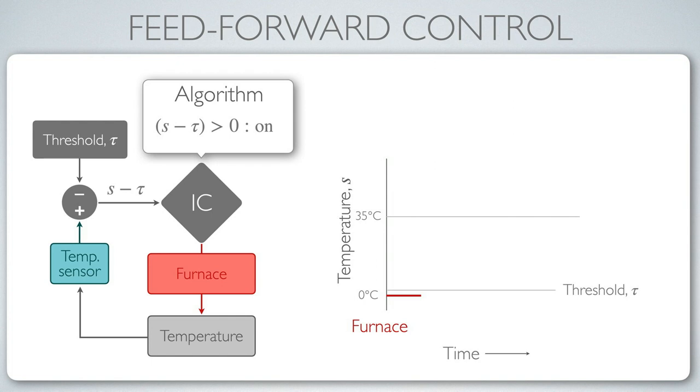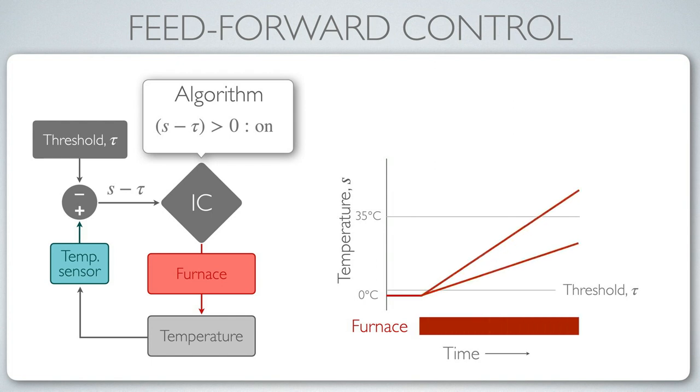So let's see how that plays out over time. We turn the furnace on and the temperature rises. And we have it rising if the furnace is on low or if it's on high. But it's at a fixed level and the temperature just goes up over time.